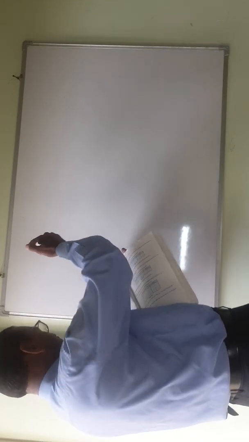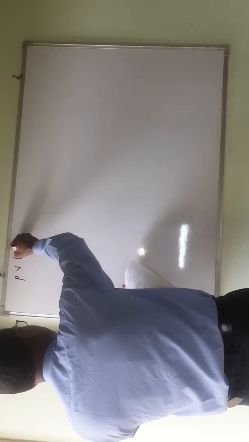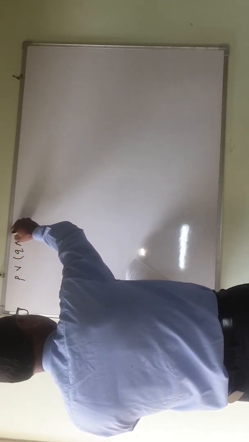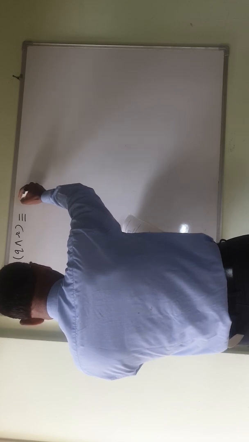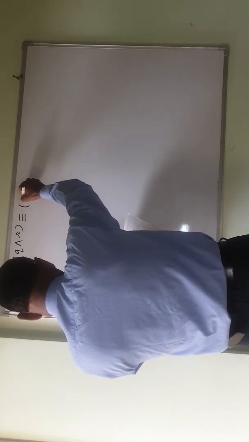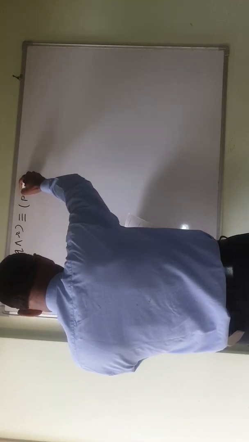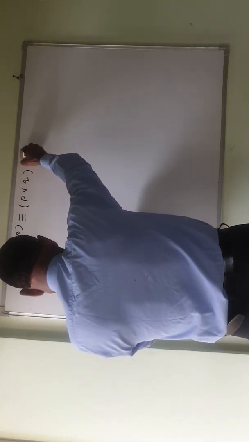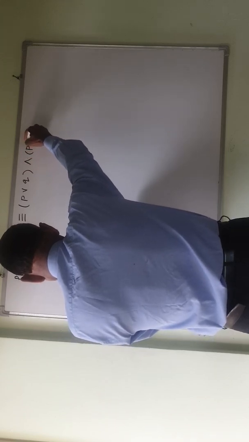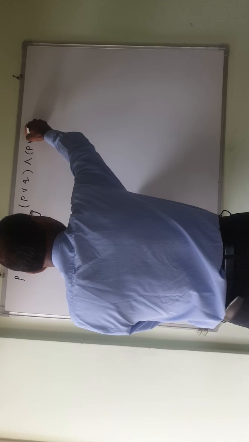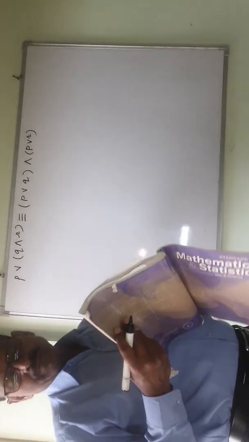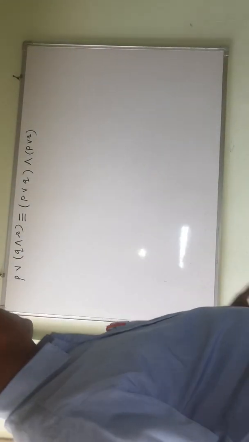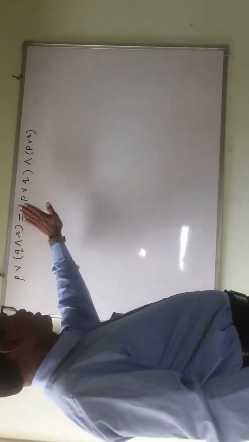So in that one question I will take P or (Q and R) is equivalent to (P or Q) and (P or R). These are the distributive laws actually. We have to prove the equivalence. Equivalence means LHS should be equal to RHS.